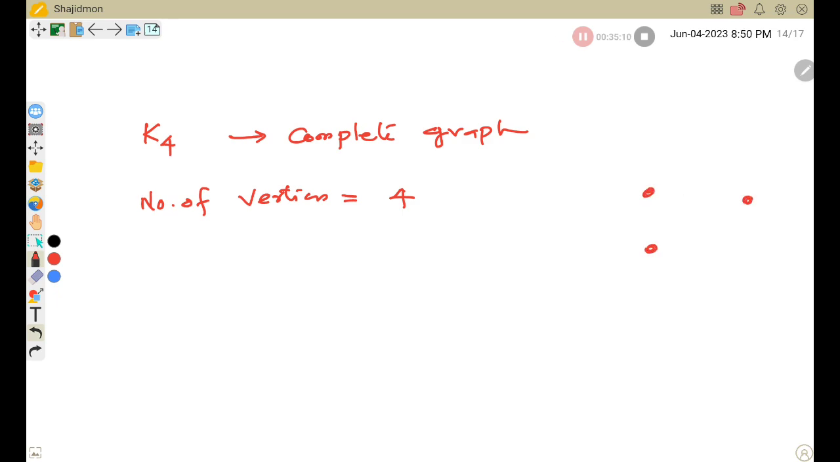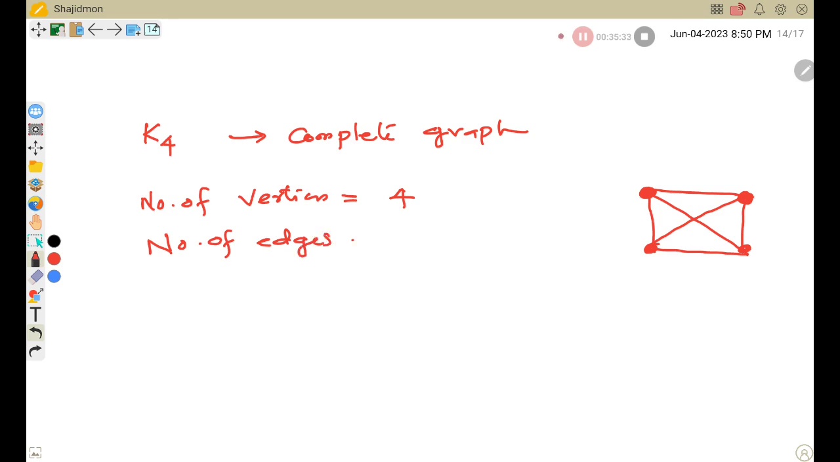1, 2, 3, 4. What is the meaning of a complete graph actually? Each vertex should be connected with another by an edge. See, for example, this vertex and this vertex are connected with an edge. This also is connected with an edge. Like that, each vertex should be connected with every other one by an edge. That is the meaning of a complete graph. So we get it like this. How many edges?